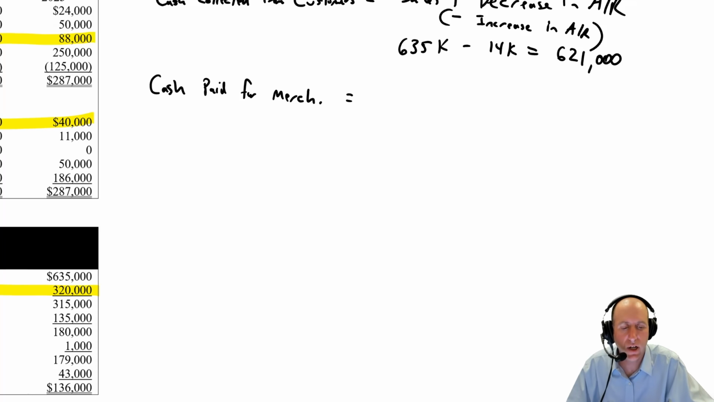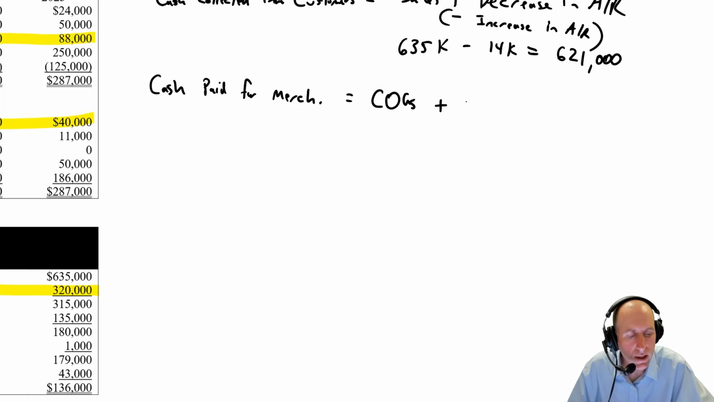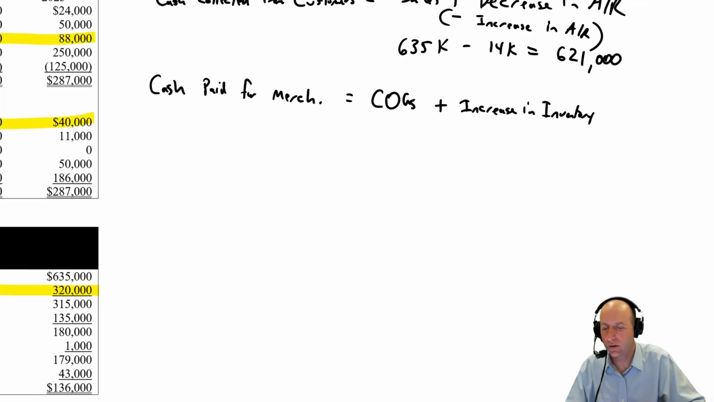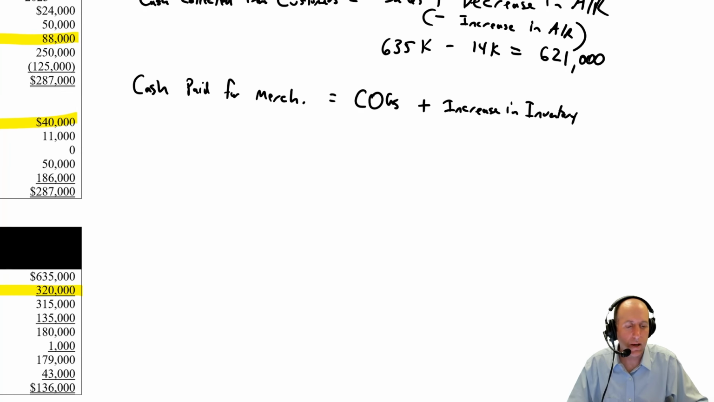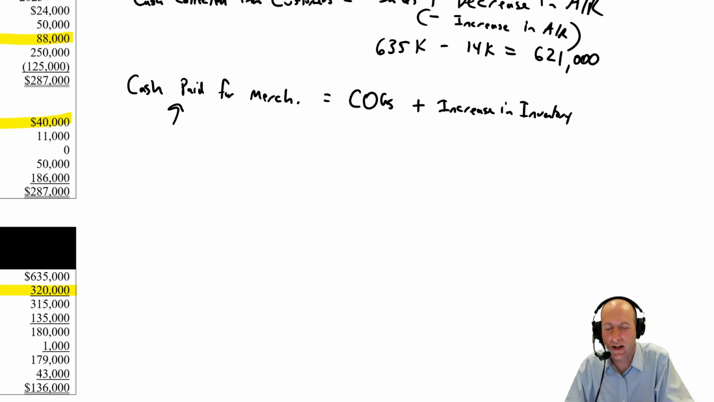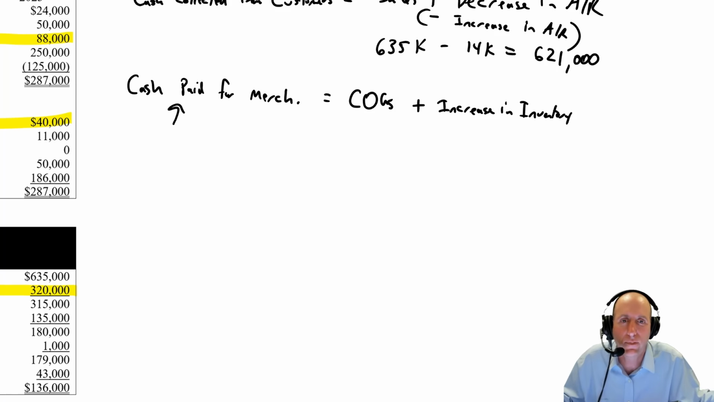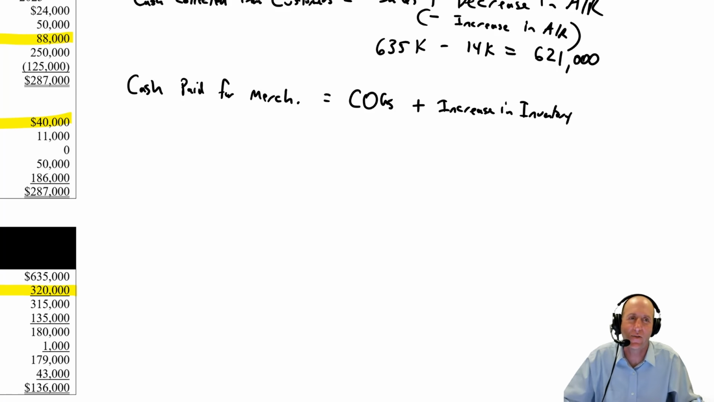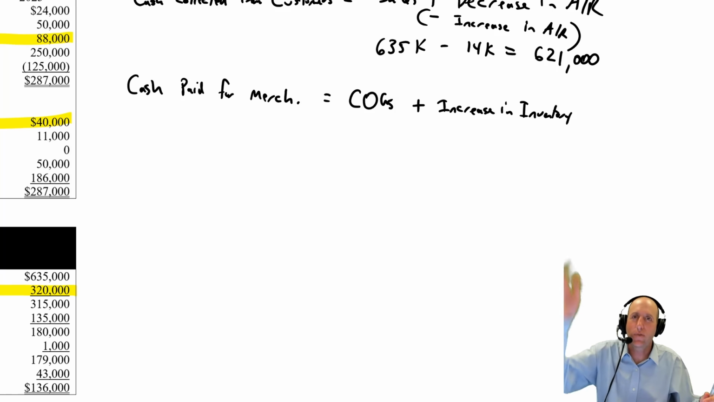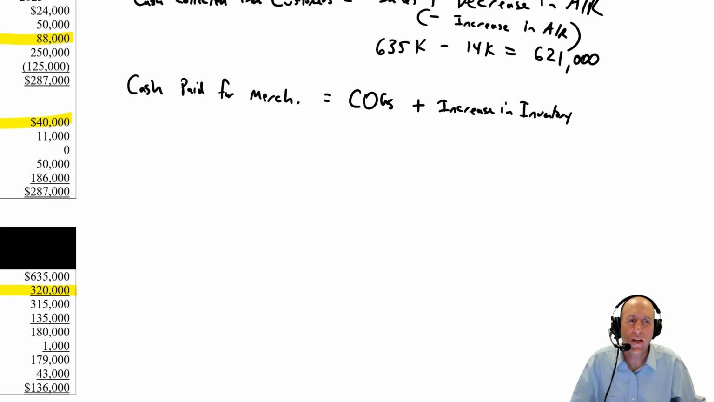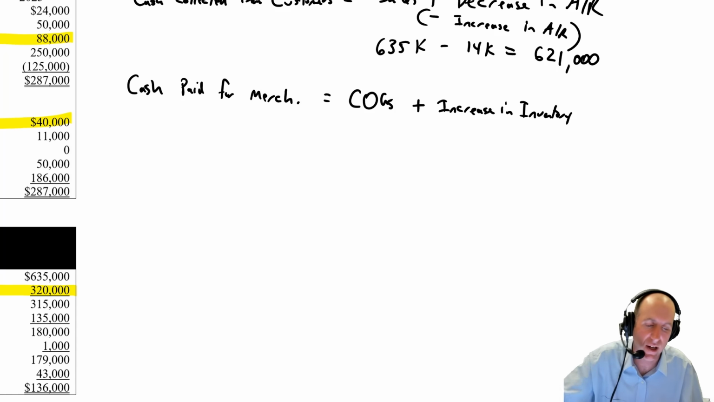Cash paid for merchandise is cost of goods sold plus increase in inventory. Now, why plus increase in inventory? Well, if inventory goes up, it means I've spent more money on merchandise, right? If I have more inventory, I've spent more on merchandise. It's bad for your cash flow. Another way of thinking of it, if your inventories are going up, it means you have more money tied up in inventory. So it's bad for cash flow, right? It's more cash paid, more cash out.